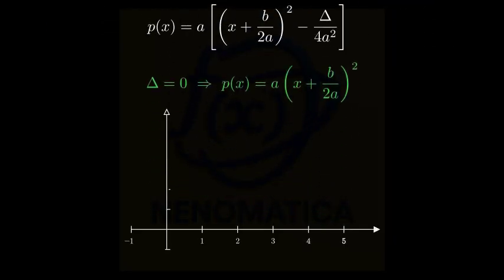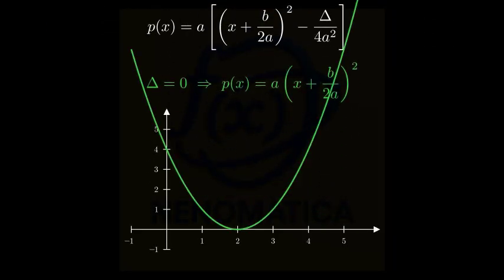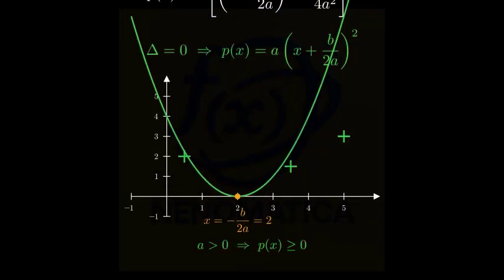Let's see it on a graph. Here is the example p of x equals the square of x minus 2. This is a parabola opening upward that touches the x-axis exactly at x equals 2, and it stays above the x-axis everywhere else.